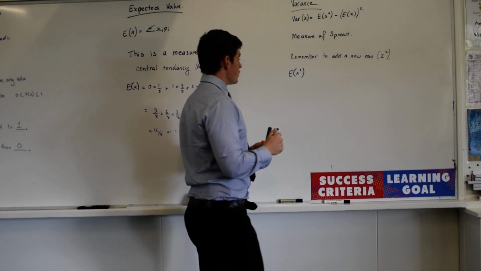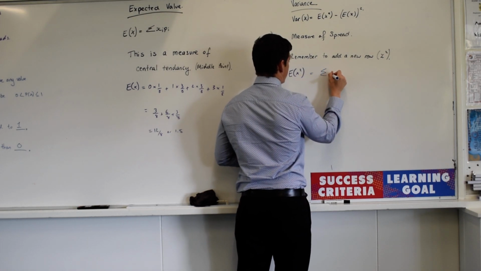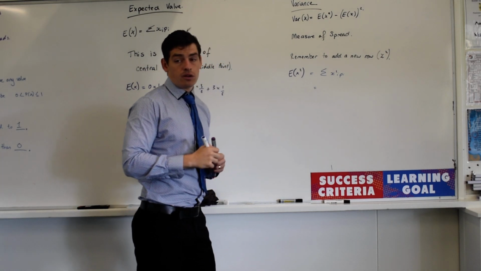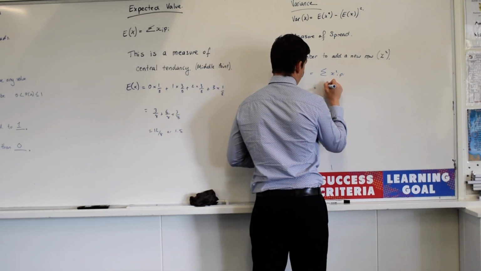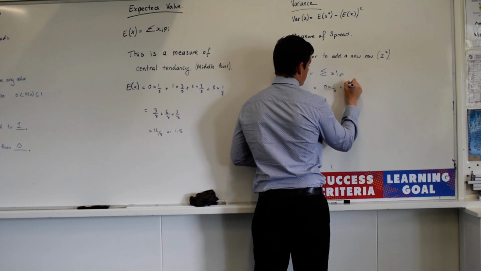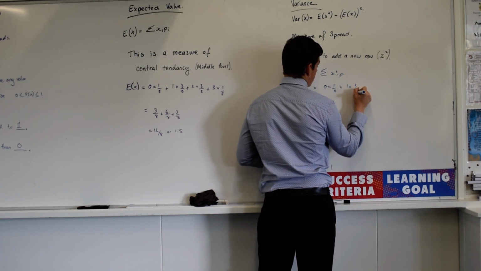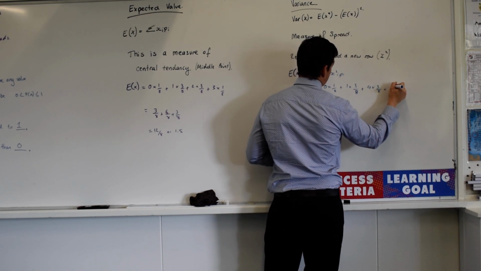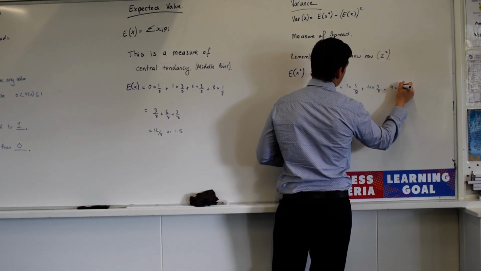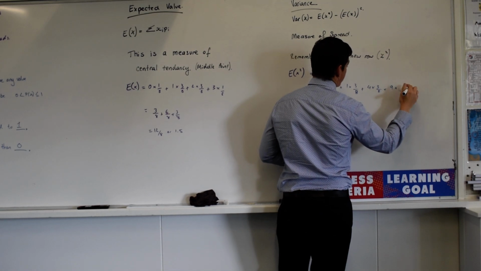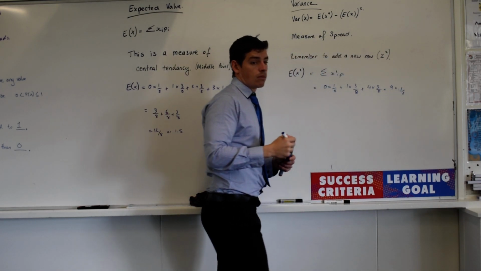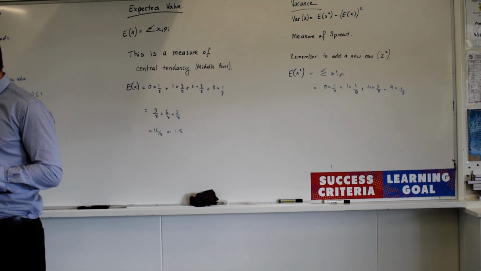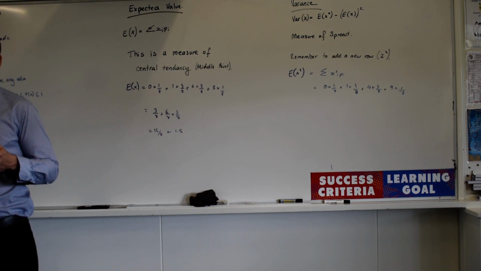Cool? So that simply equals the sum of x squared times p(x), just like before. So 0 times 1 on 8 plus 1 times 3 on 8 plus 4 times 3 on 8 plus, is it 9? Times, no, 1 on 8. Got that? Everyone get that in the room or not? Yeah. So do you see what I've changed about the process so far?